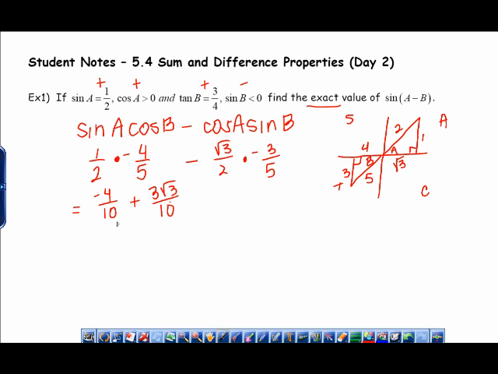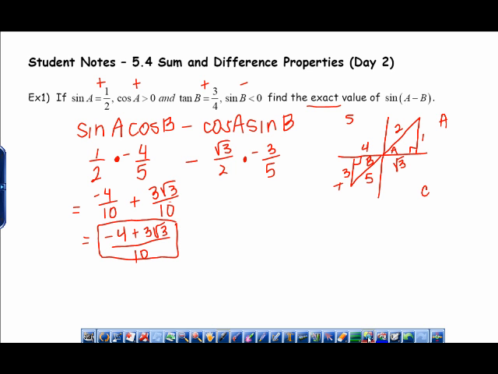It's already written the way that I want it so that I can combine it into a single term. Now I'll show you why. Let's finish writing this and then I'll explain why that would be important. So here's my answer: negative 4 plus 3√3 all over 10.